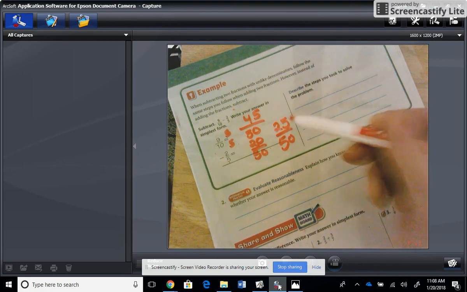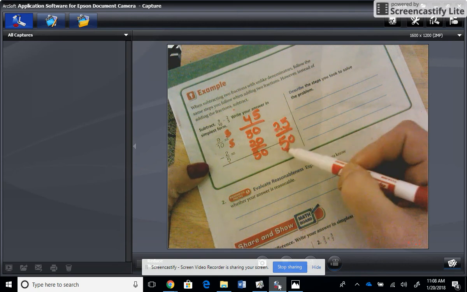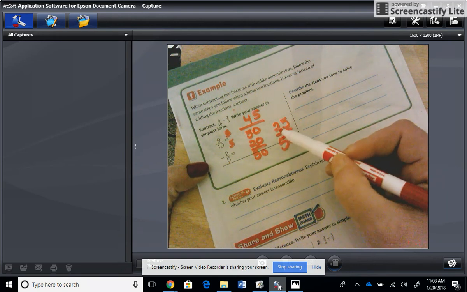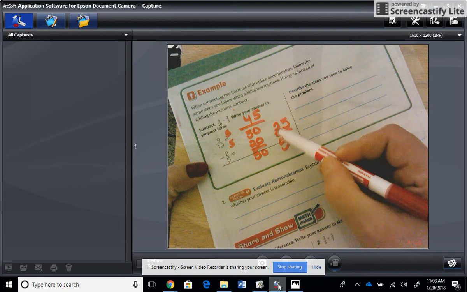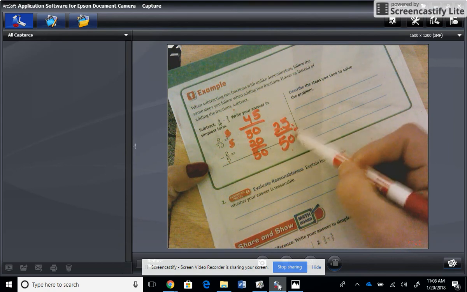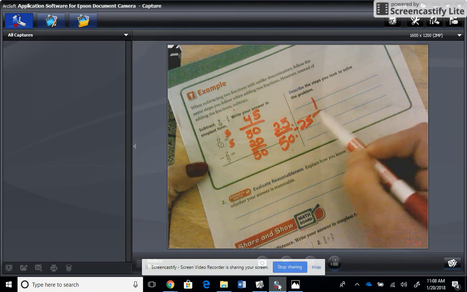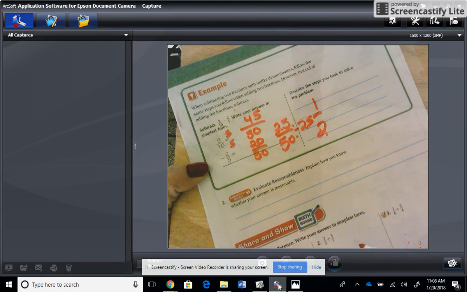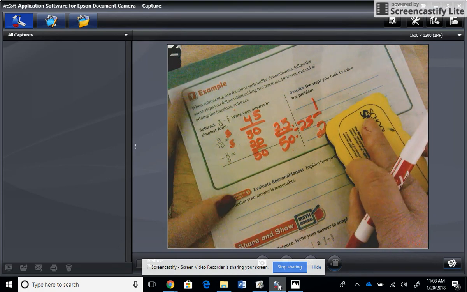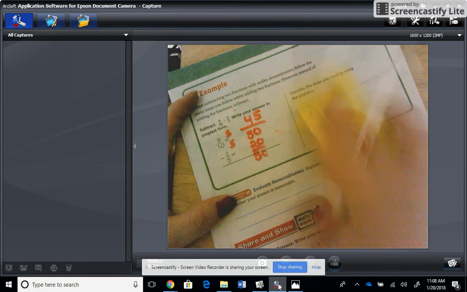Well, that's not in its simplest form, but I know that both of these can be divided by 25, because 25 can go into 50, so I divide them both by 25 and I get 1/2. So that's using just the common denominator between the two of them.